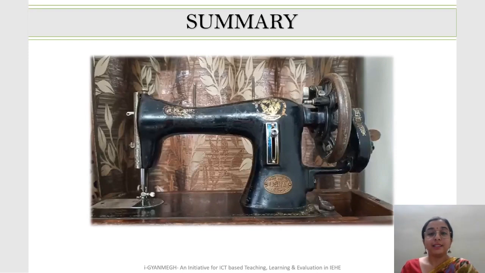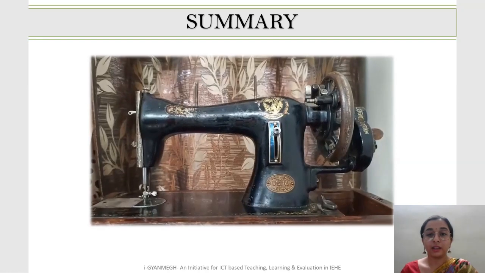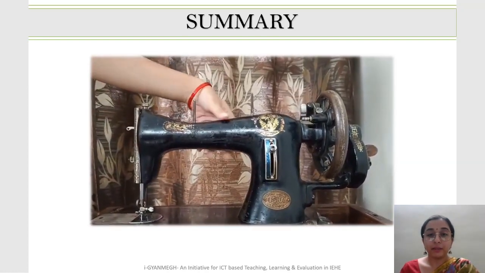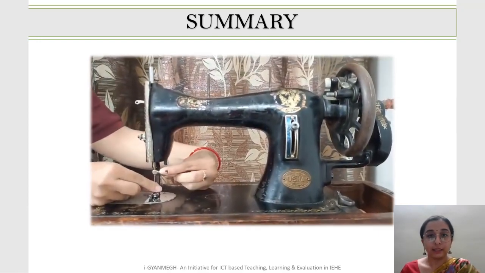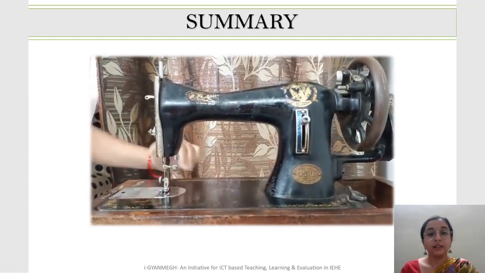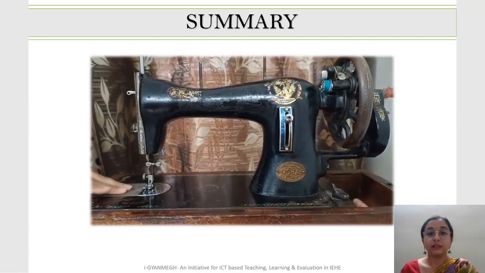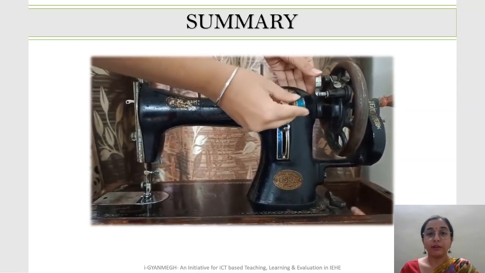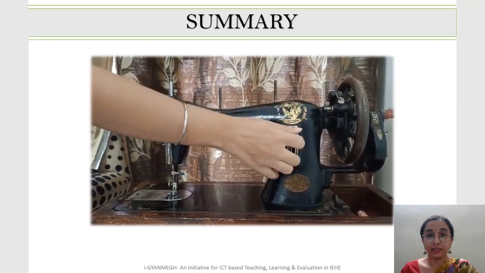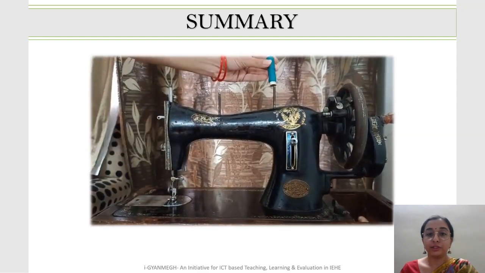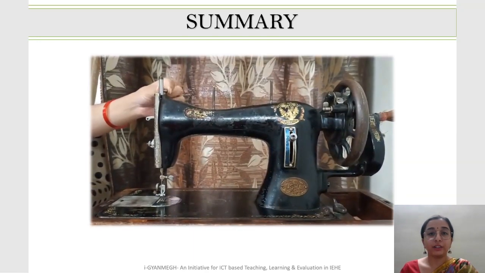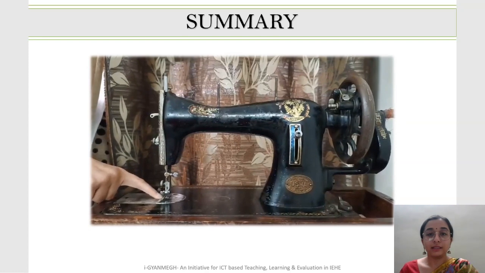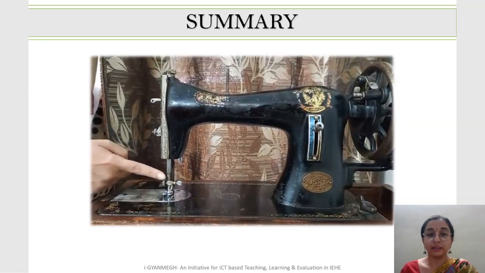So now let us take a summary and a quick revision of what we have discussed in this video. The first part we discussed was the bed, arm and the wheel of the machine. The next is the needle clamp, the needle plate, the slide plate, the bobbin winder. Bobbin winder is used to wind and hold the bobbin in place. The stitch length regulator, which helps you to regulate the size of your stitches. Spool pin, pressure regulating screw, the feed dog, that is the teeth-like structures present below, and the needle bar.